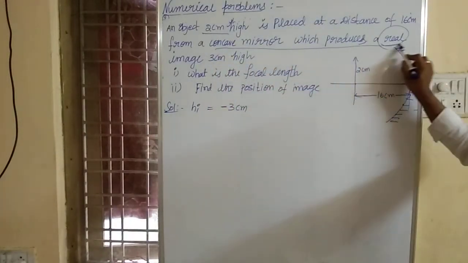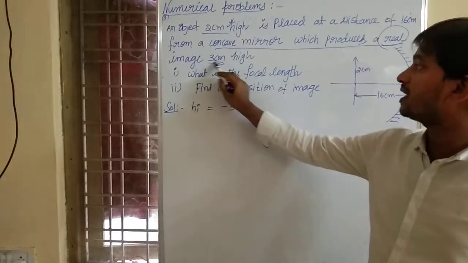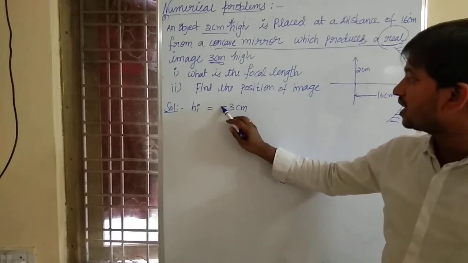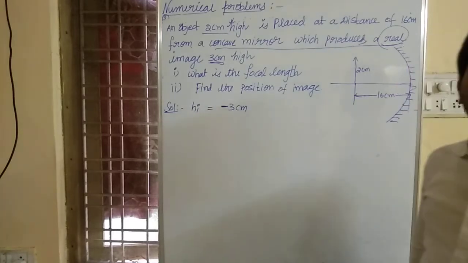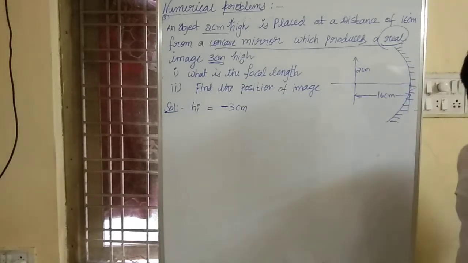The concave mirror produces a real image of 3 centimeter height. So the height of the image is 3 centimeter, which is a real image. That's why, according to sign convention, HI equal to minus 3 centimeter.